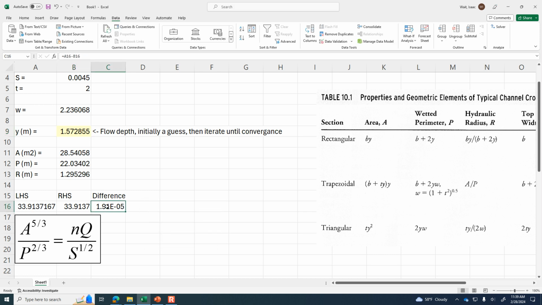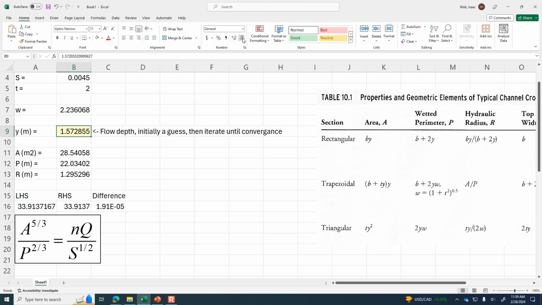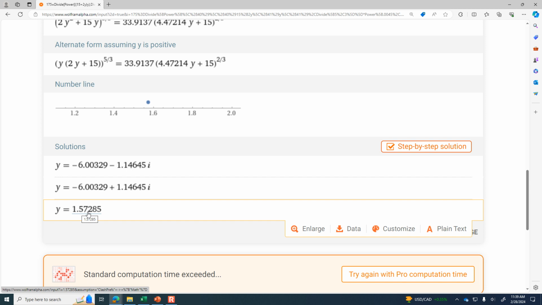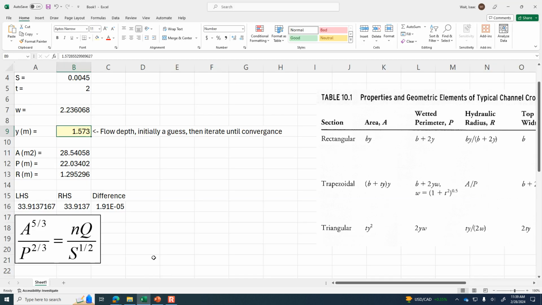The difference is pretty close to 0, close enough because we only need to know the depth to maybe the nearest hundredth of a meter for our purposes. 1.573. That seems familiar. I do recall that from our prior calculation with Wolfram Alpha, 1.573. So it works either way.